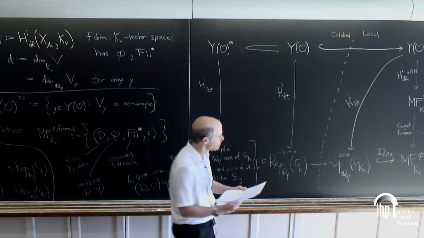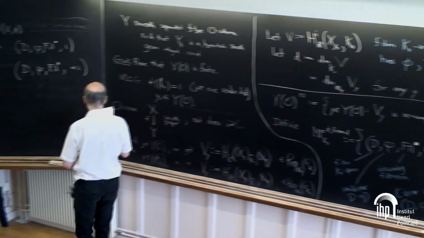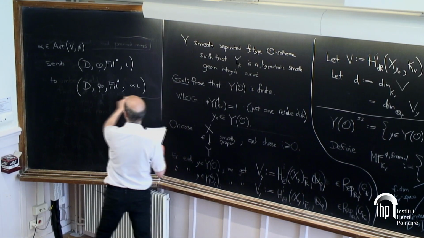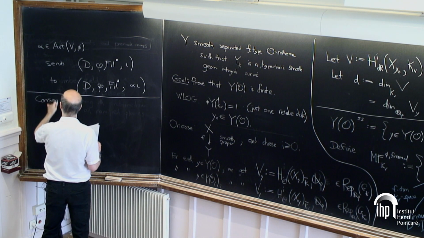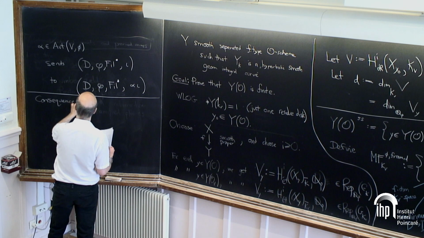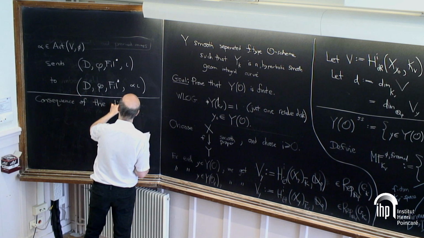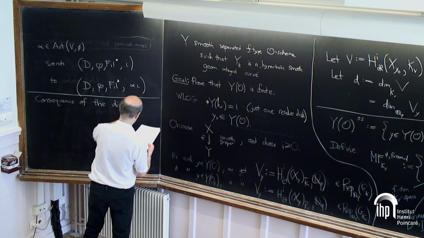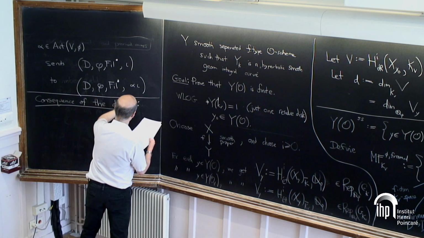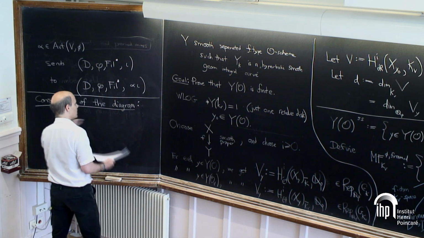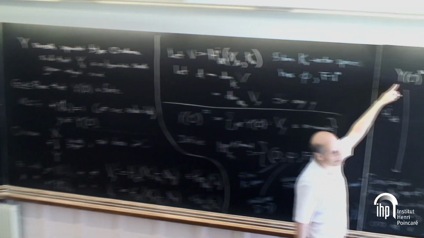So I think I'm now ready to say what you get out of this whole diagram. So what is the upshot, the consequence of the diagram? So here's the claim. Well, maybe I'll just talk through it first. So we're trying to bound this set.